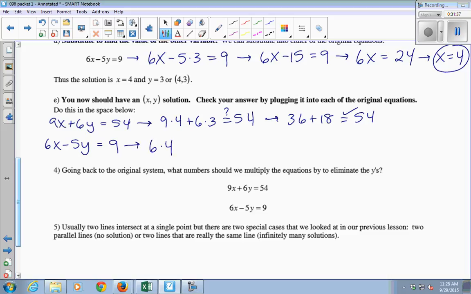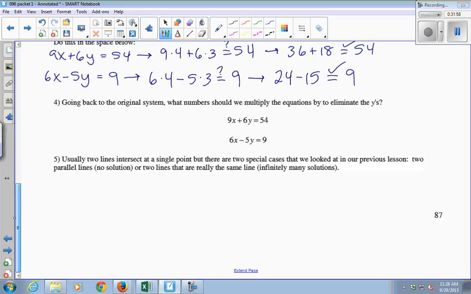So 6 times 4 minus 5 times 3. Does that equal 9? Okay, so 6 times 4 is 24. 24 minus 15, is that 9? Yes. So we do actually have a solution.